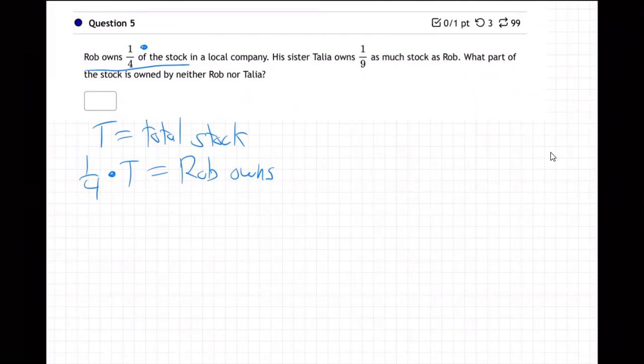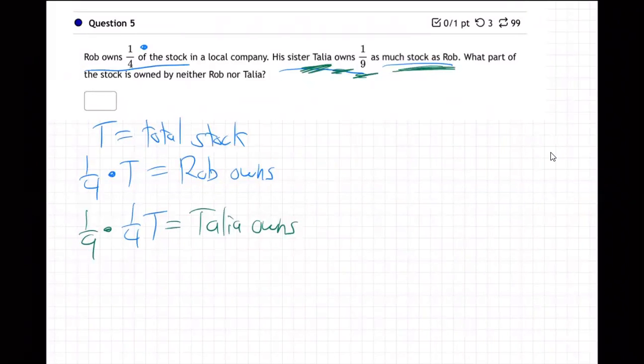Okay, and then what about his sister Talia? Talia owns 1/9 as much as Rob. 1/9 times Rob's number. In fact, it might be easier for you if I change the color there. Does that make sense, what I did there? I just took 1/9 times Rob's amount, because that's what the words say up there. Talia owns 1/9 of Rob's amount. So I took 1/9 times 1/4 T.